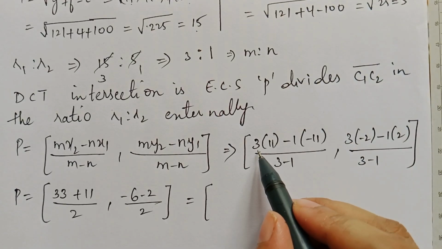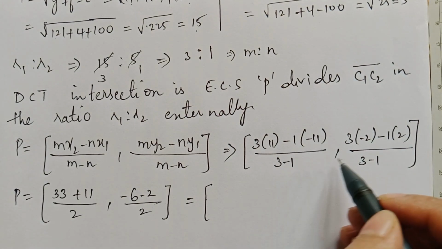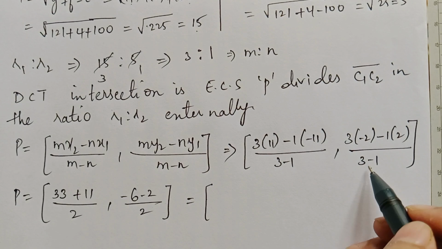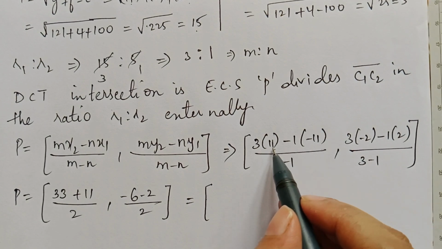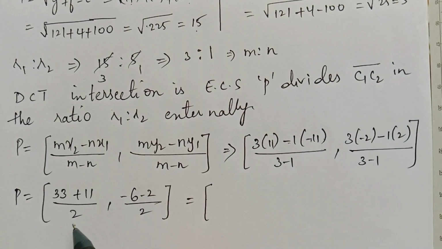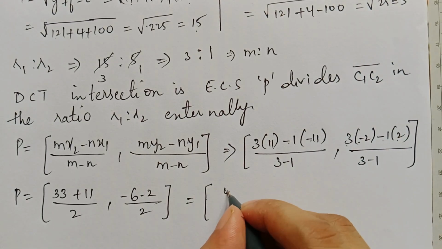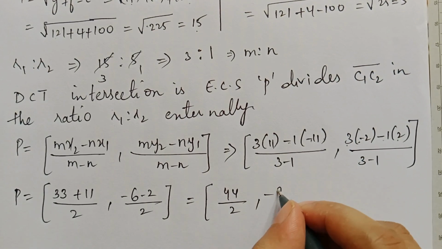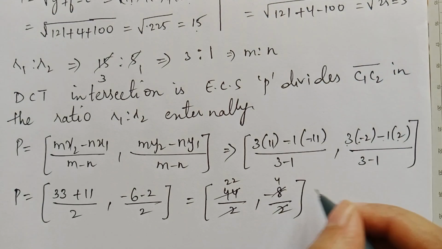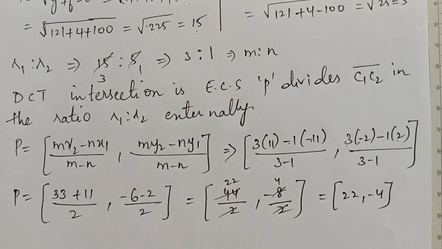C1 C2 value will be x1 y1 and x2 y2. And we substitute, it is 3 into 11 minus 1 into minus 11 by 3 minus 1 comma 3 into minus 2 minus 1 into 2 by 3 minus 1. Okay, so 11 into 3 is 33, and here minus minus becomes plus. 1 into 11 is 11, by 2 comma, here it is minus 6 minus 2 by 2, so it is 44 by 2 comma minus 8 by 2. So when we cancel it out, we'll get 22, 2 ones and 2 fours. So it is 22 comma minus 4.